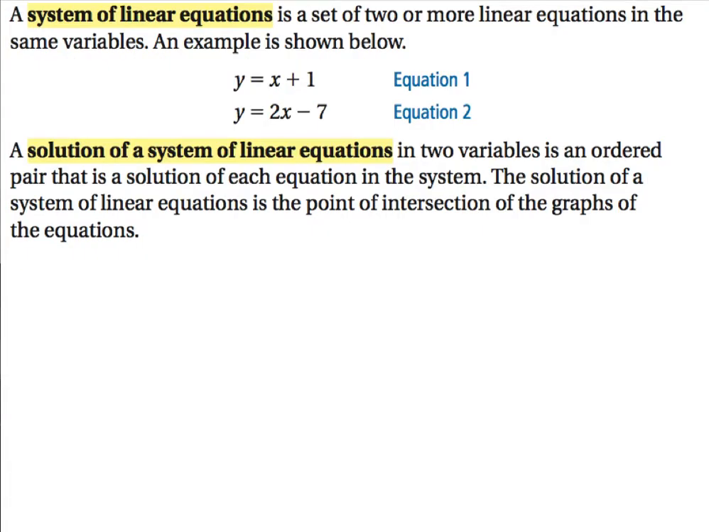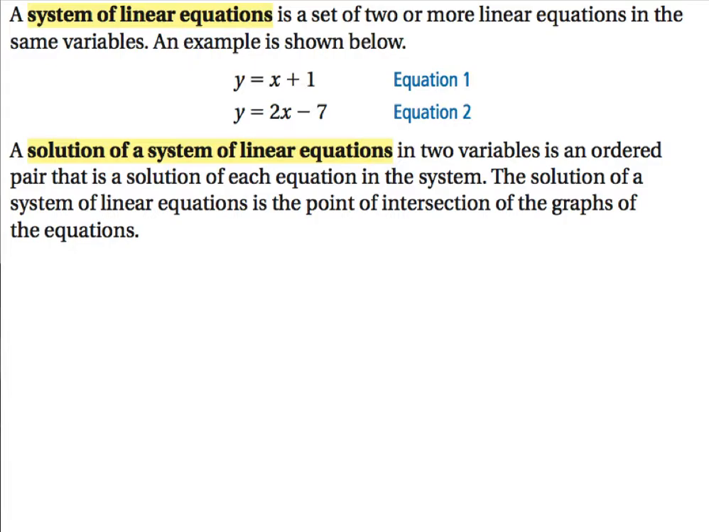A system of linear equations is a set of 2 or more linear equations in the same variables. An example is shown below. y equals x plus 1 and y equals 2x minus 7. A solution of a system of linear equations in 2 variables is an ordered pair that is a solution to each equation in the system. The solution of a system of linear equations is the point of intersection of the graphs of the linear equations.